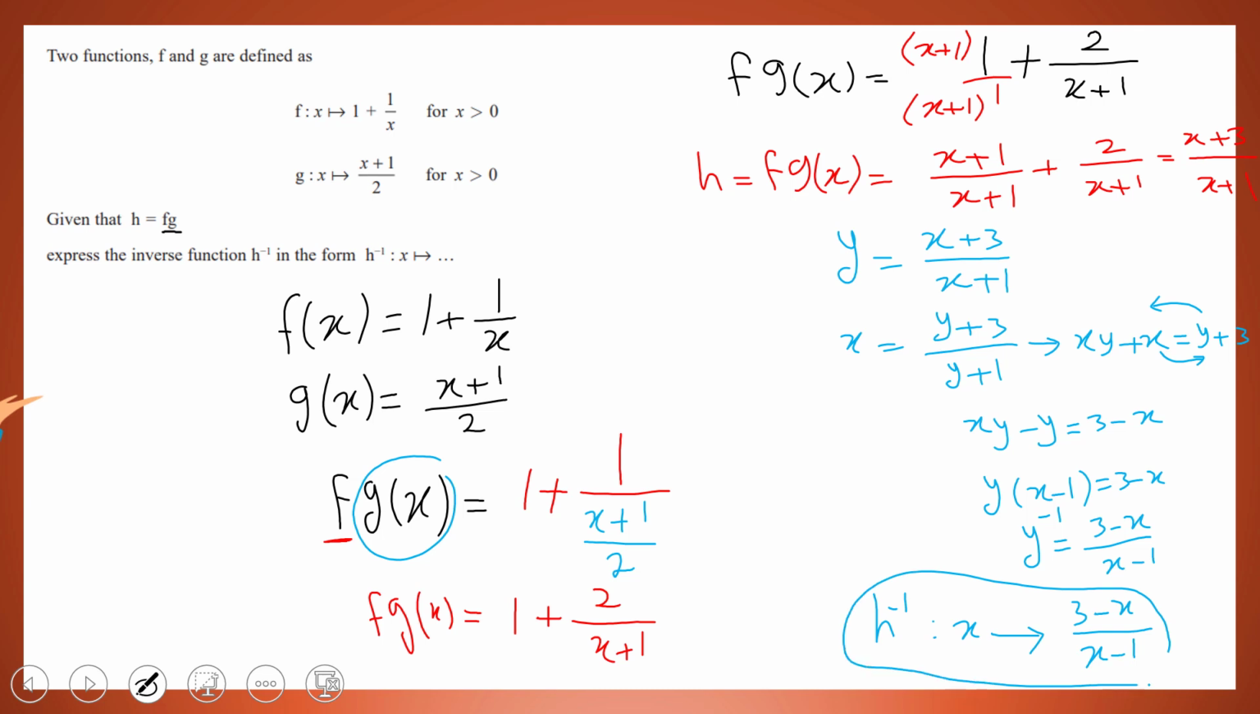So what did we do again? We found the composition of f and g, the function f and function g, and then we simplified the composition as much as we could, and then we got the inverse for h. Let's see one more question for practice.